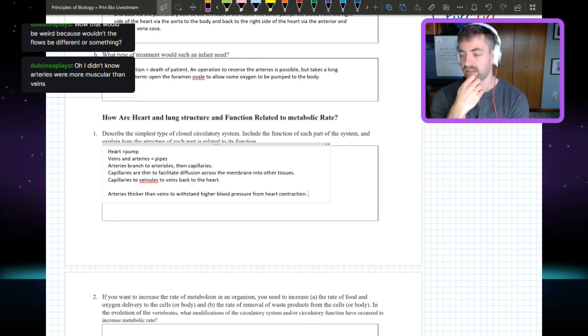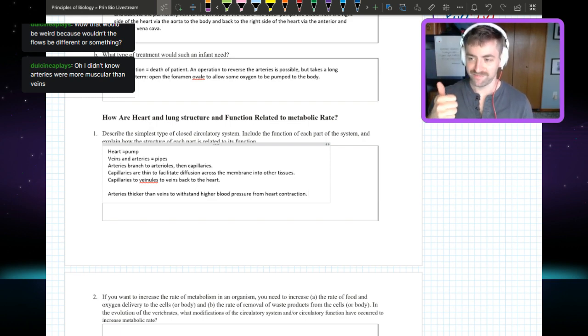So arteries are more muscular than veins, and again, it's to withstand that pressure. If you ever get to see them in dissection, super cool.